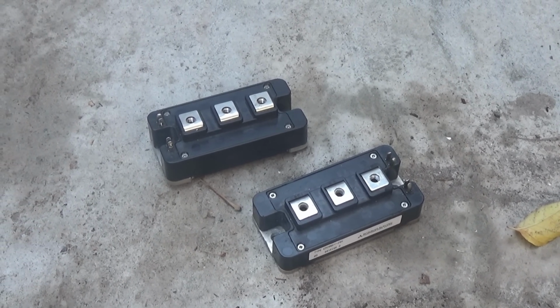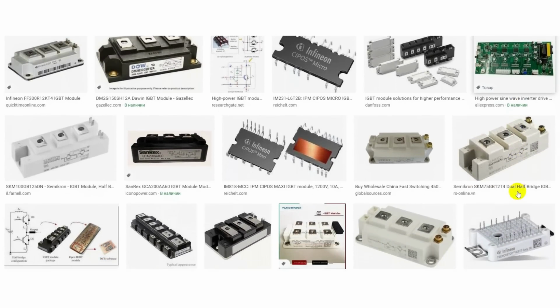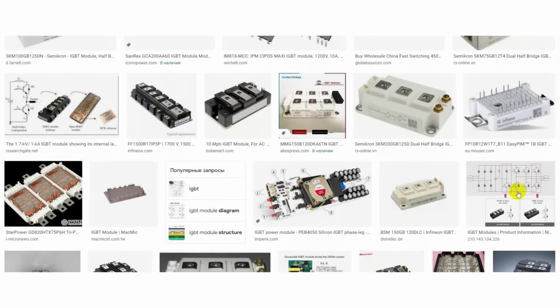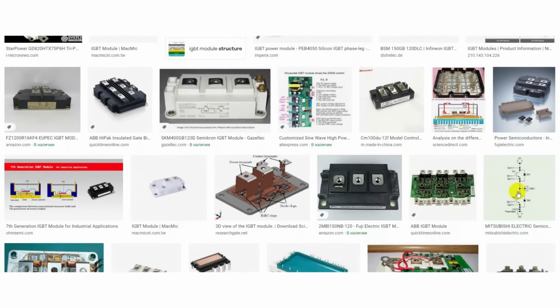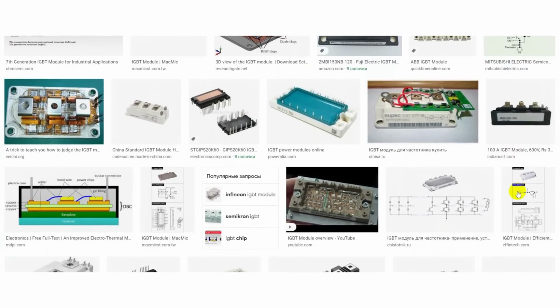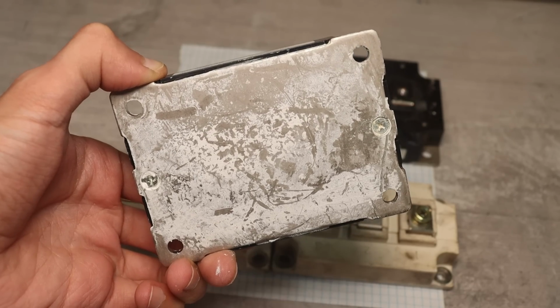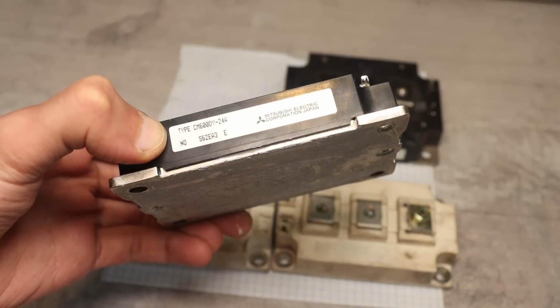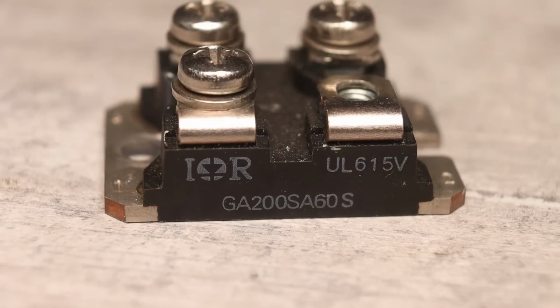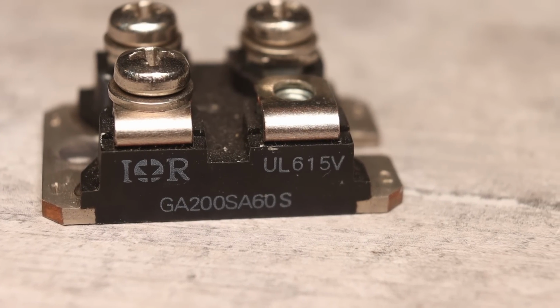These modules are different in realization. They can be designed for current from tens to thousands of amperes. They are used in power frequency converters, induction heating devices, welding inverters, and so on. They are mainly used in industrial devices and not in domestic ones.